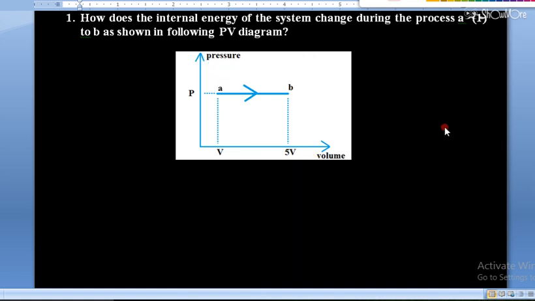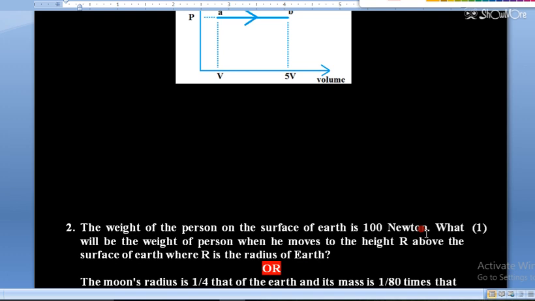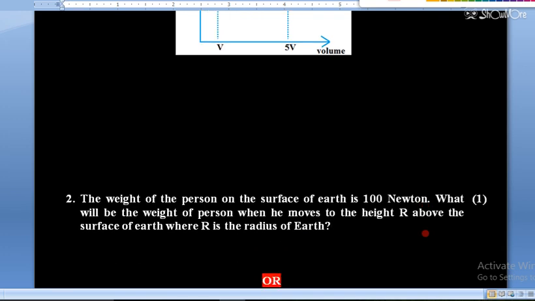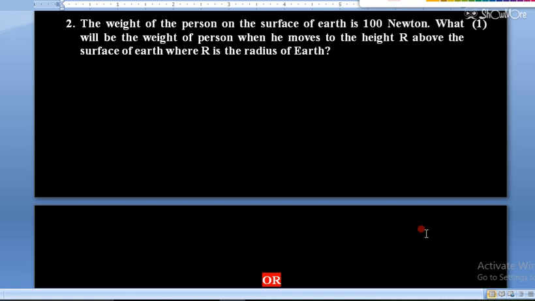Now we are going to solve the second question. In the second question, the weight of the person on the earth's surface is 100 Newton, and what will be the weight of the person when he moves to the height r above the earth's surface. So in this question, the variation of g, that is the acceleration due to gravity, with respect to height concept is used.